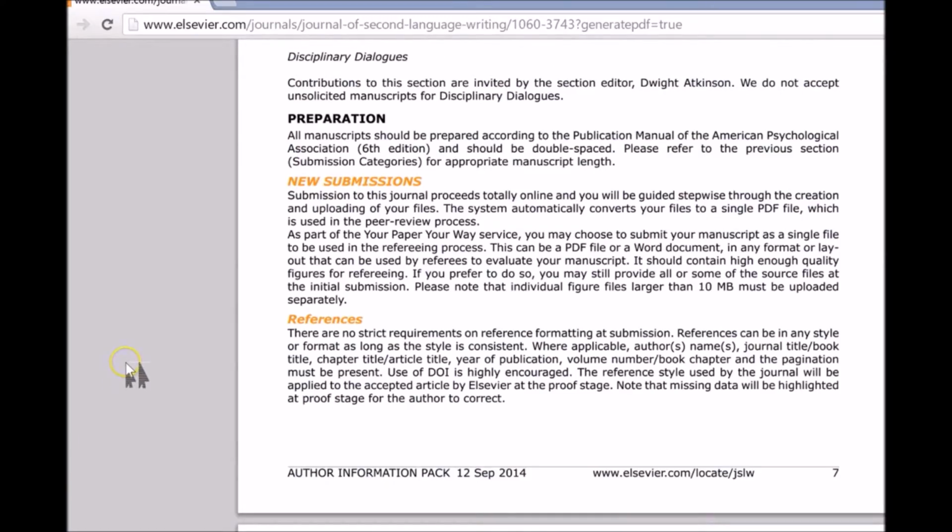Preparation of papers. This journal uses a service, so you have to submit the paper either as a PDF or a Word file. Other journals might ask you for different formats. One of the interesting things here about this journal is the references. They don't have a specific format. Many journals say you must use a certain style, APA style, Chicago style. Here all they're asking you for is to be consistent.